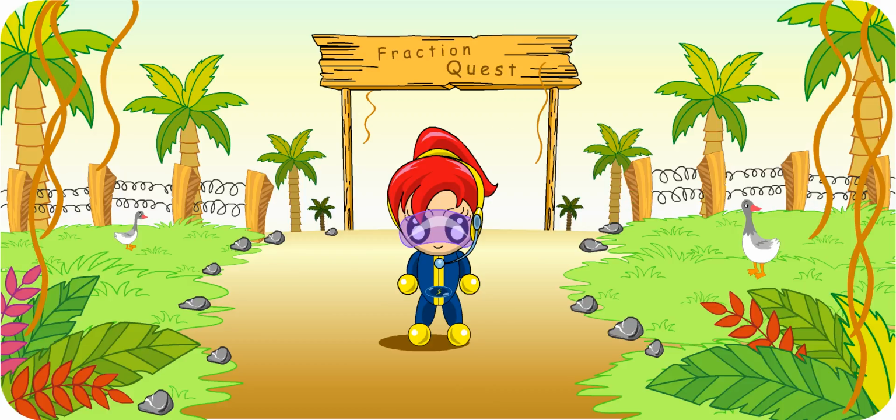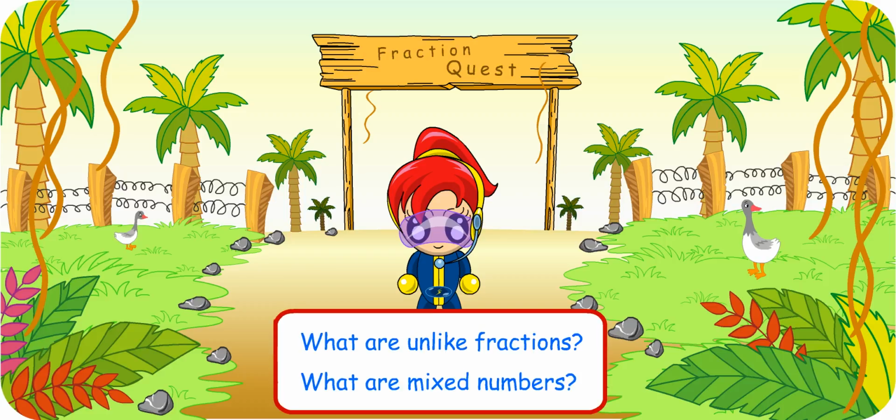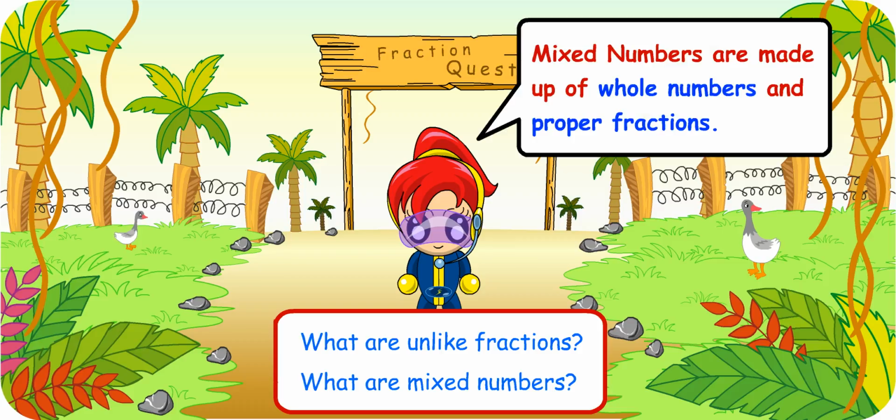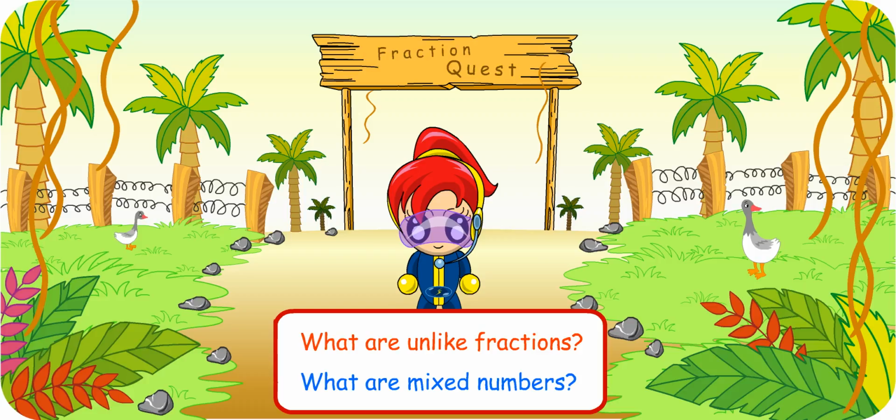Good. Now, do you know what unlike fractions are and what mixed numbers are? Mixed numbers are made up of a whole number and a proper fraction. For example, 1 and 2 over 3. But I am not sure what unlike fractions are.